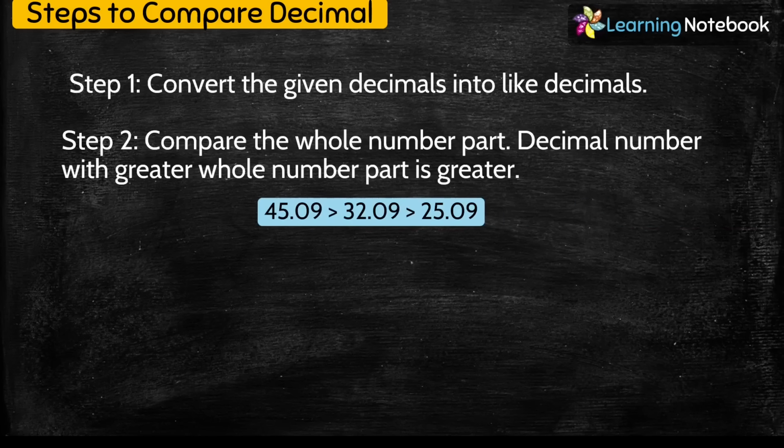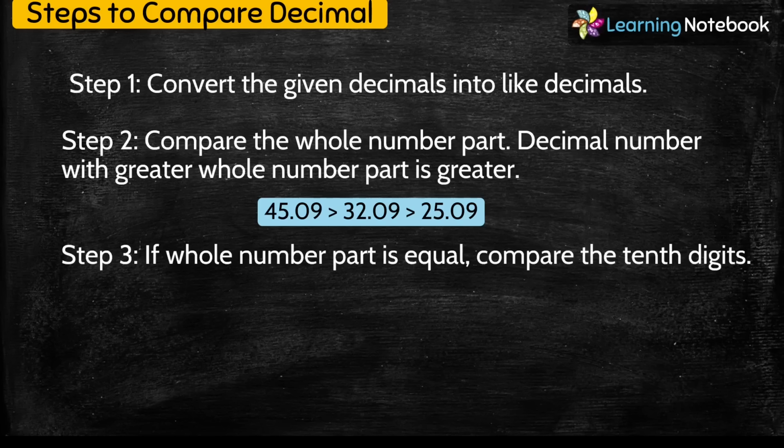For example, 45.09 is greater than 32.09, which is greater than 25.09. Step 3 is if whole number part is equal, compare the 10th digits. For example, 5.9 is greater than 5.8.